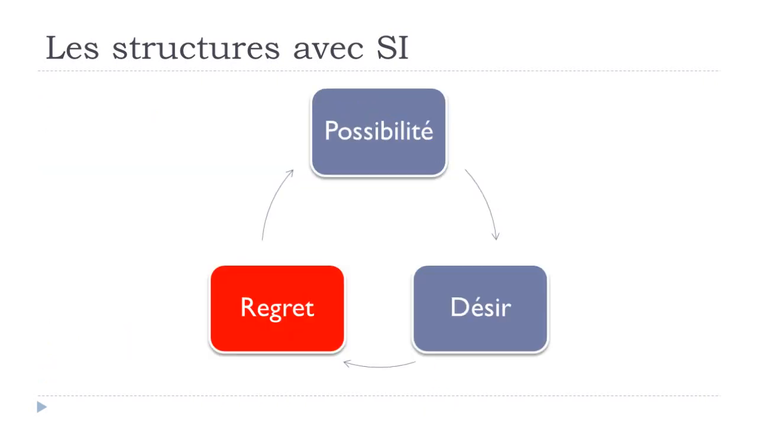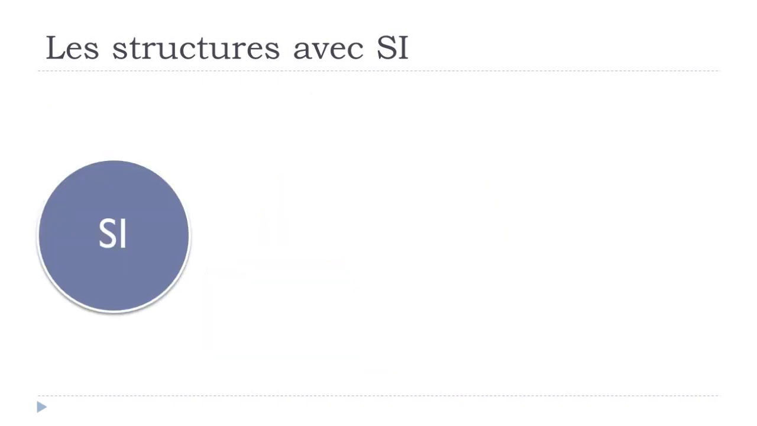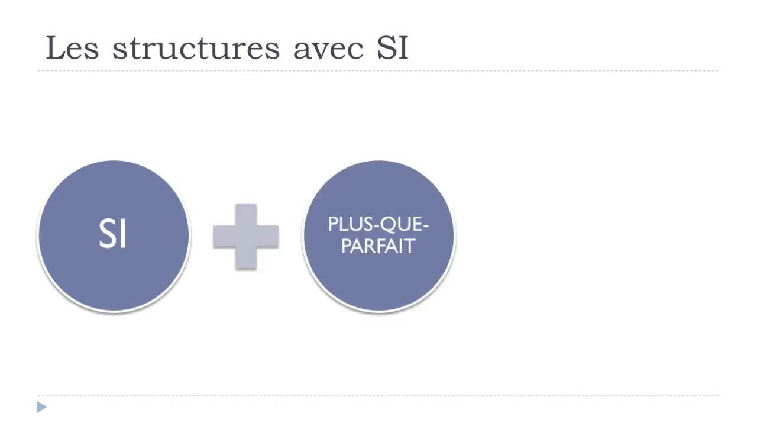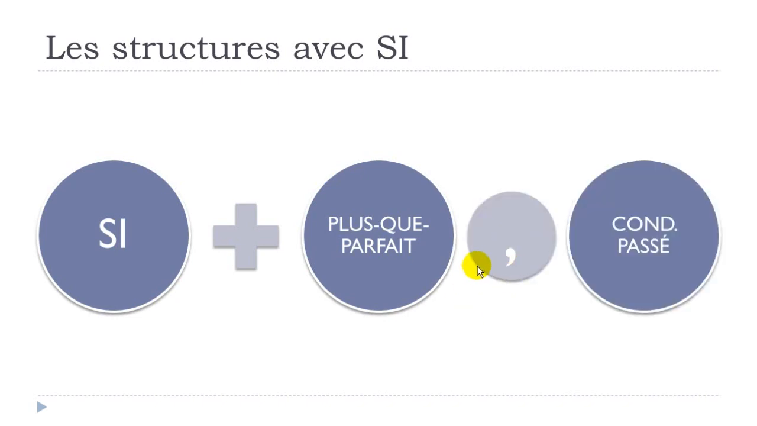Okay, and the last one, le regret. And only if we want to express this regret concept, then we will start with si, and it should be followed by le plus que parfait, and after that you will put the conditionnel passé. So this structure is really when you regret something. So it's over now. It's not possible to change anything because it's in the past, okay?